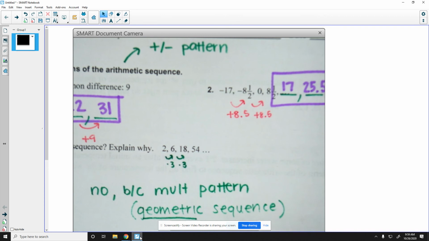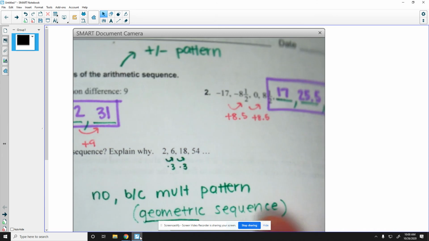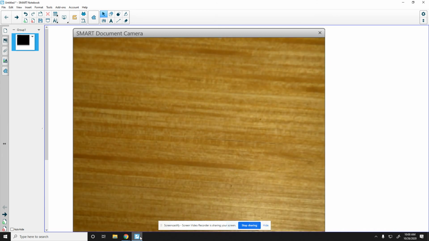Yes, Rowan? So, essentially, it also is, like, in this case, that most geometric patterns are also exponential in one way or another. Yes, it is exponential.